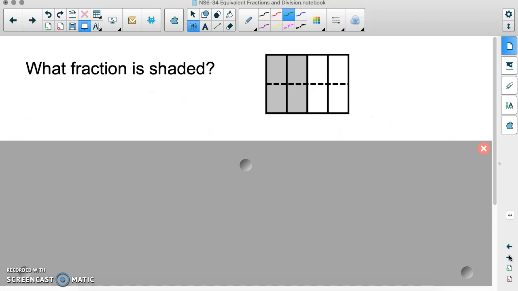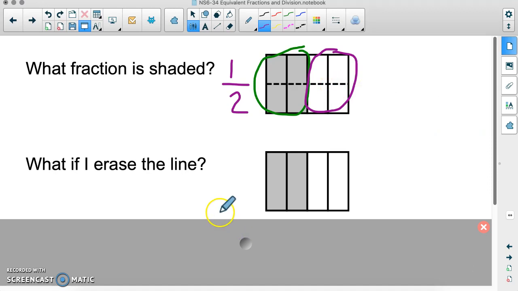So here we have this fraction, and what fraction is shaded? If I group all the shaded parts together and all the unshaded parts together, then I'll have two equal parts. So we have shaded, and we also have unshaded. Each part has 4 blocks in it. So the fraction of the whole that is shaded here is 1/2. Now, if I erased this dotted line, then what fraction do I have? Well, then I would have 2/4.